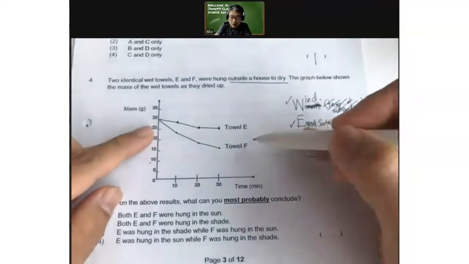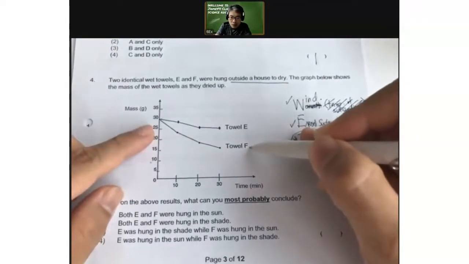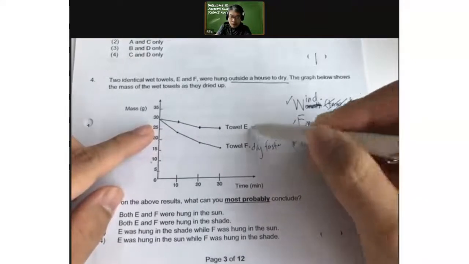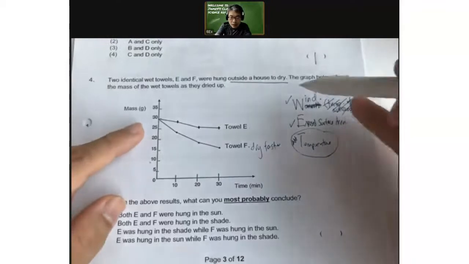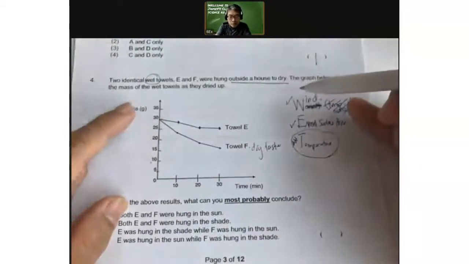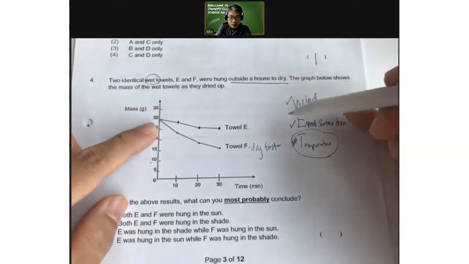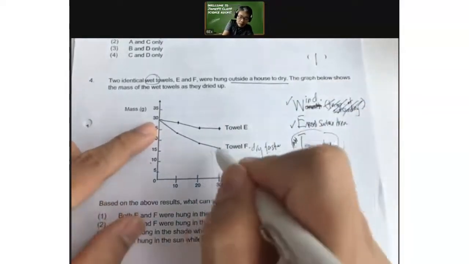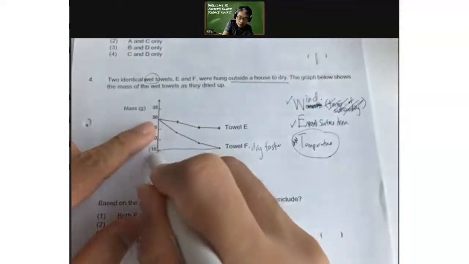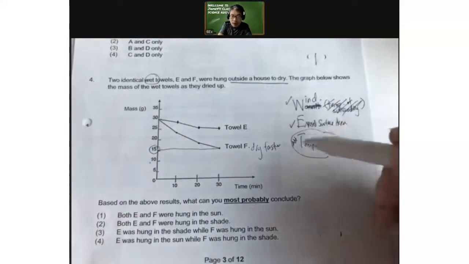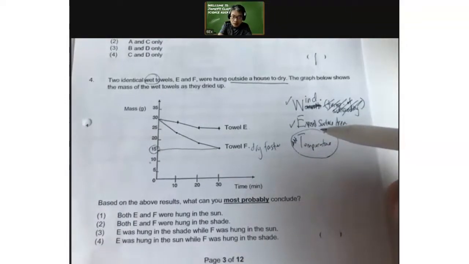That's why this towel dried faster than this. How do I know? Because at first they were both wet. Therefore, the mass of the wet towels at first were at 30 grams. After 30 minutes, the mass of towel F has dropped to 15 grams. Which means what happened to the other 15 grams at first? It had evaporated as water vapor.